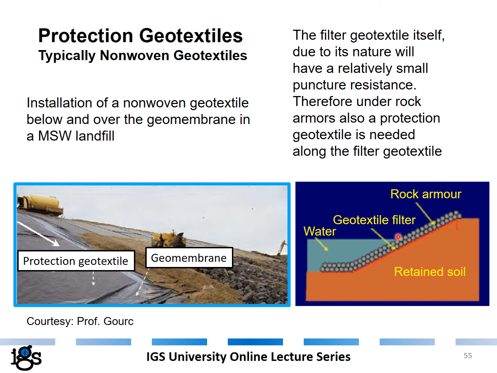On the right-hand side, we see a rock armor application on a seashore, and there is a need to place a filter geotextile between the rock armor and the retained soil, so the fine particles don't get washed out. But due to the nature of the filter geotextiles, they have a relatively small puncture resistance. Therefore, under rock armors, also a protection geotextile is needed along the filter geotextile.